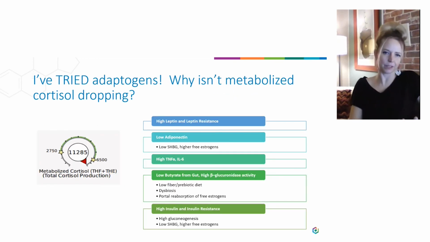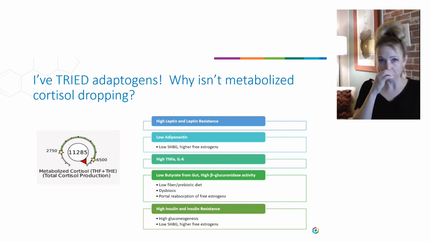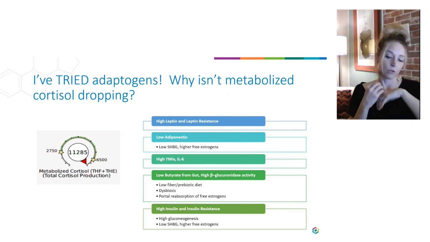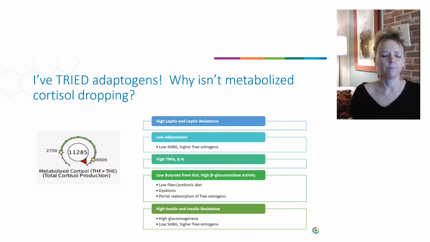And I want to put this idea out there too. I think a lot of us have been through treating adrenals in the past with adaptogens and feeling like nothing is bringing this metabolized cortisol down. I'm using ashwagandha and relora and bacopa and jujube and everything, lemon balm, and nothing is bringing this metabolized cortisol down.